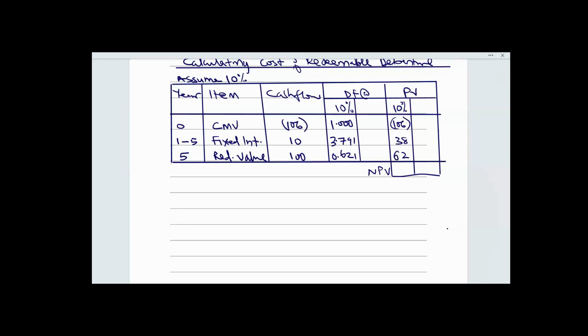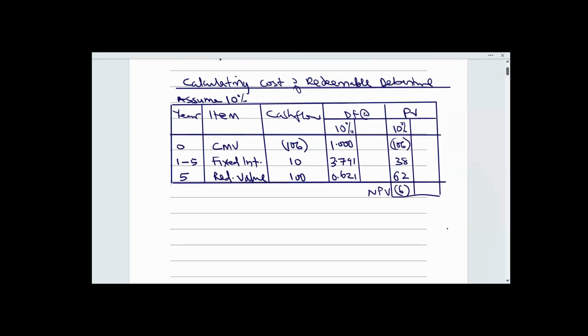Okay, then what's the difference? 62 plus 38, that will give us 100. 100 minus 106 will give us minus 6. So we assume 10%. We got negative NPV of 6 naira. So we need to assume a lower discount rate that will produce a positive NPV. Therefore, let's assume 5%.